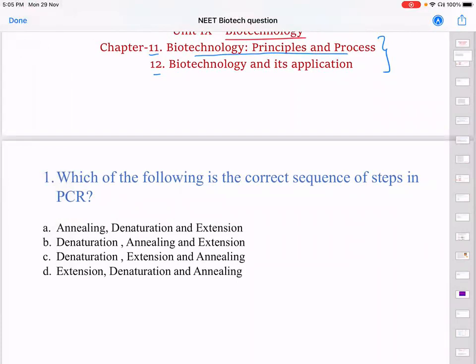So with this, let us first start with the question: which of the following is the correct sequence of steps in PCR? So basically PCR is the polymerase chain reaction.